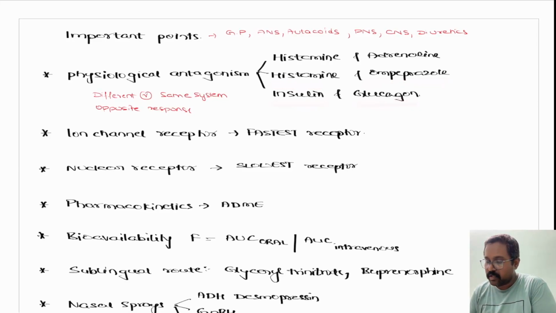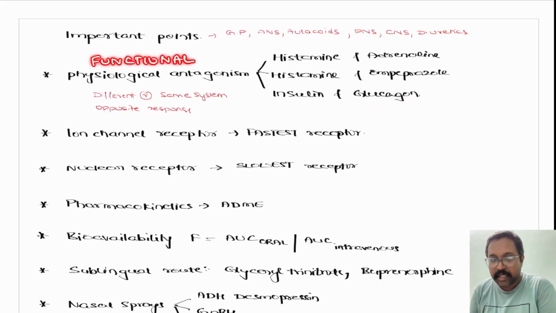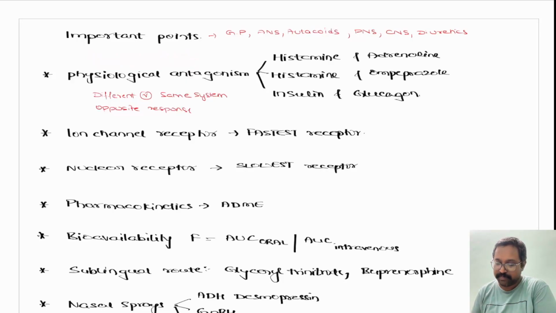and glucagon. So histamine will cause bronchoconstriction, whereas adrenaline will cause bronchodilation. Histamine increases the gastric acid secretion, omeprazole decreases the gastric acid secretion. Insulin will decrease the glucose levels, whereas glucagon will increase the glucose level. So what is the other name for physiological antagonism? It is also called functional antagonism.